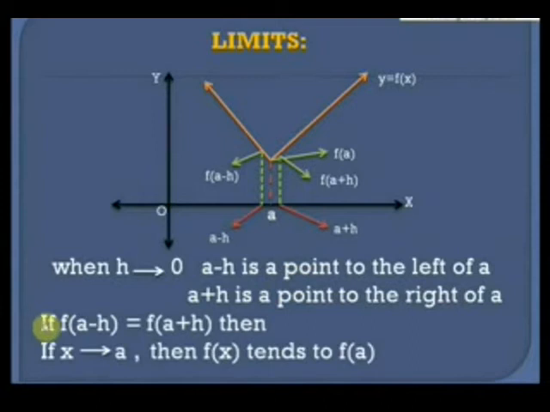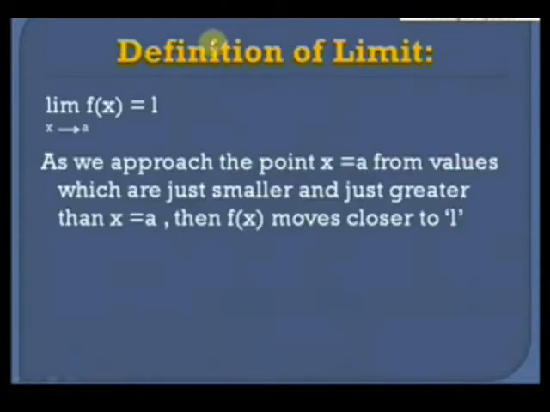If I say that f(a minus h) is equal to f(a plus h), that is, this value is equal to this value, then if x tends to a, f(x) would tend to f(a). If f(a minus h) is equal to f(a plus h), then I would say that the limit exists, and if x tends to a, f(x) tends to f(a). Now let's define what is limit.